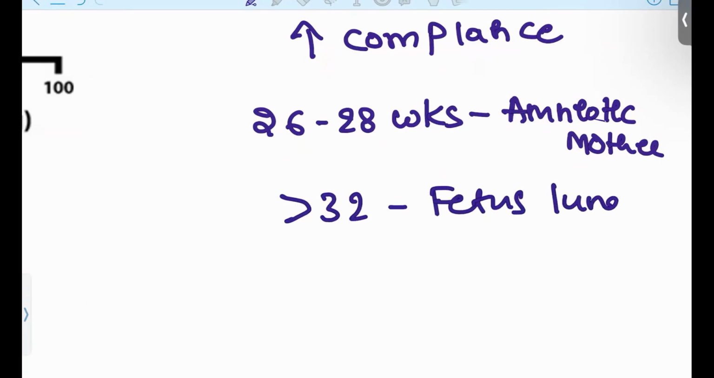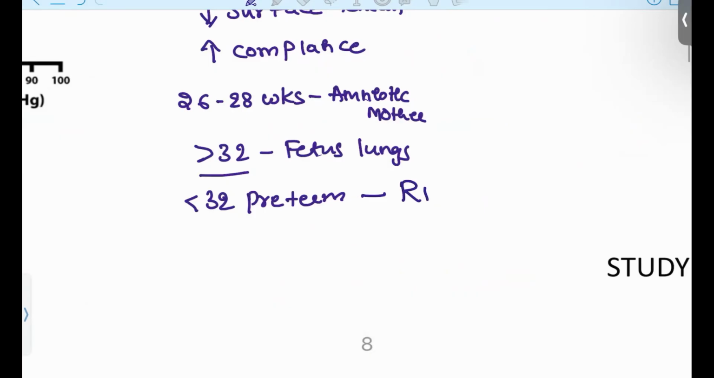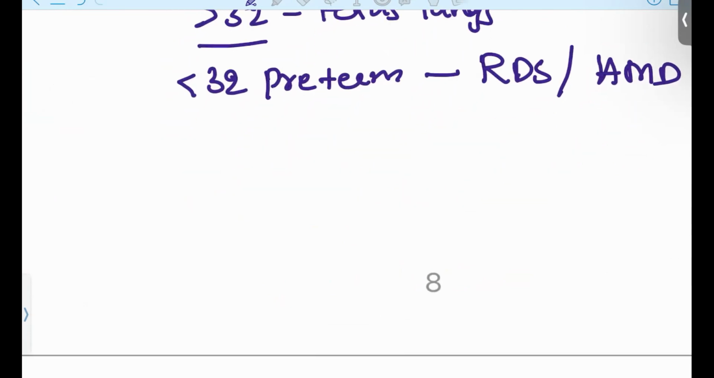And those patients who are born at less than 32 weeks, like preterm babies, are going to develop which disease, guys? That is respiratory distress syndrome or hyaline membrane disease. And coming to the test, what is the test that we can do? The majority of the surfactant is made of DPPC, dipalmitoyl phosphatidylcholine. 90% of the surfactant is made of this.